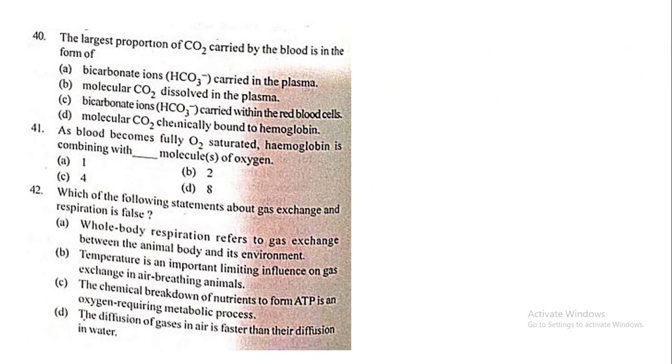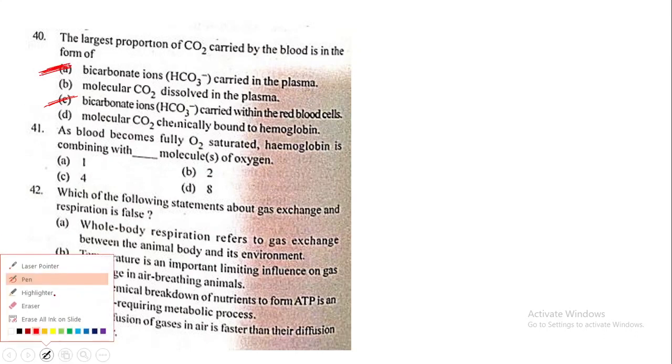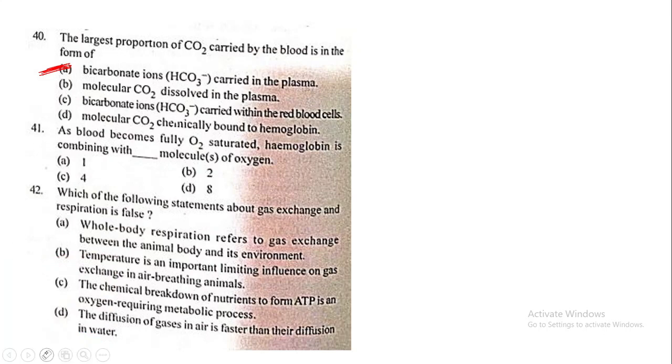And the next one. The largest proportion of CO2 carried by the blood is in the form of, we know this, bicarbonate ions in the blood cells. Is it the bicarbonate ions in the plasma or blood cells? It's bicarbonate ions in the plasma, not blood cells. Next question. As the blood becomes fully oxygen saturated, hemoglobin is combining with dash molecules of oxygen. 4 molecules of oxygen to say that it is saturated.